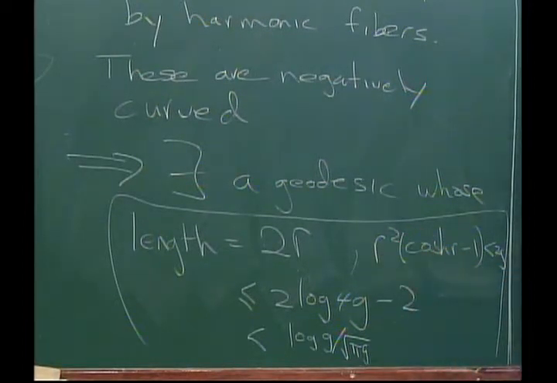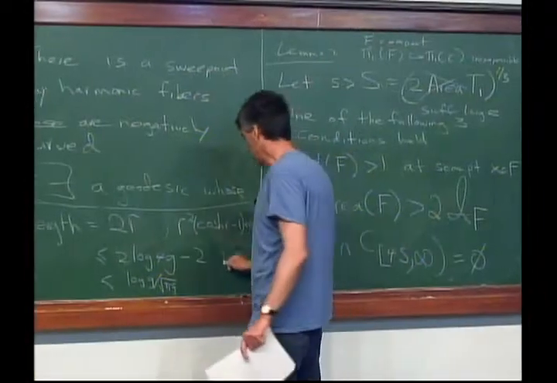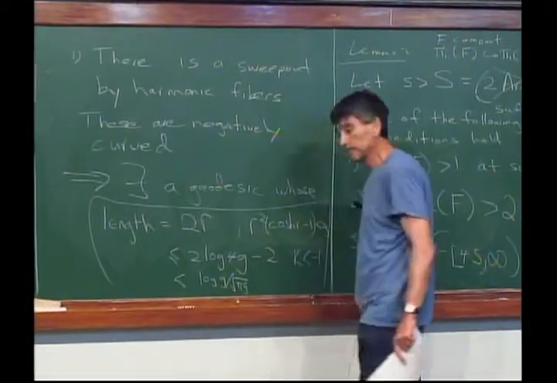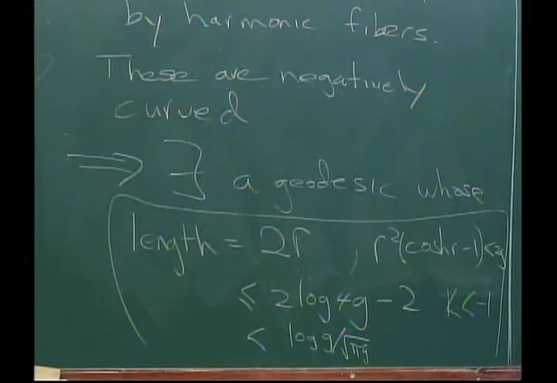What are you supposing about the surface because of this estimate? That the curvature is smaller than -1. And that's true for these sweep outs.